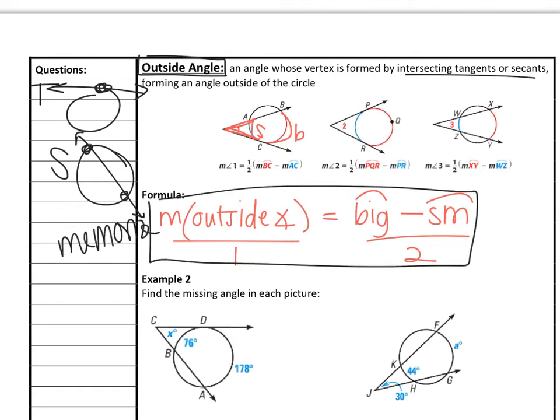Okay? Same thing applies when we have two tangents here. This angle, angle 2, is formed, and it opens up to a small arc, and it also opens up to a big arc. So we do big minus small, cut in half. Angle formed by two secants opens up to a big arc, a small arc, and we subtract and cut in half. Remember, a trick for remembering whether you add or subtract is if they are making a plus sign, that means you want to add. So this would be big plus small over 2. If they're on the outside, they don't make a plus sign, so then you subtract.